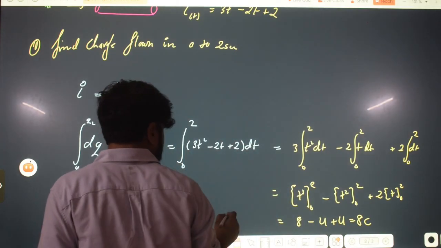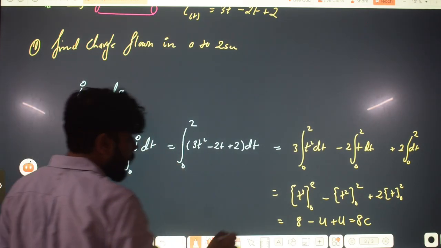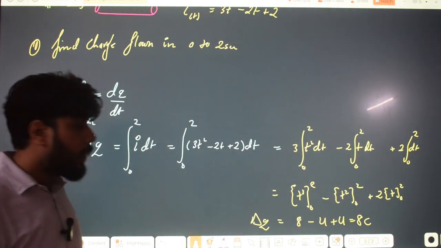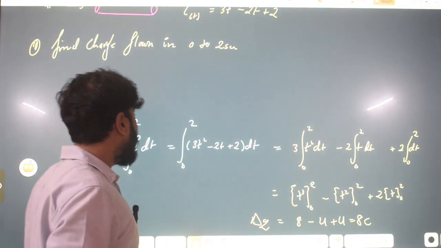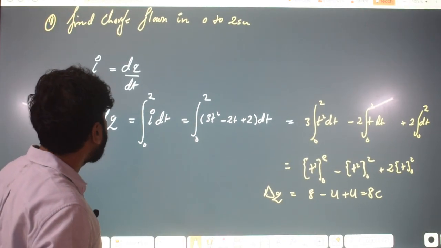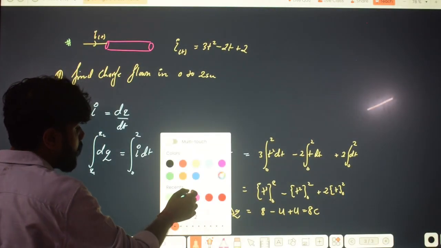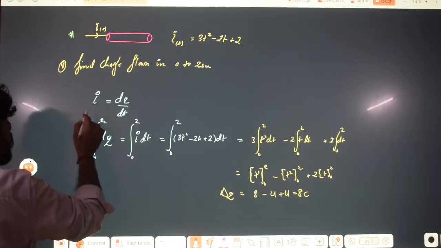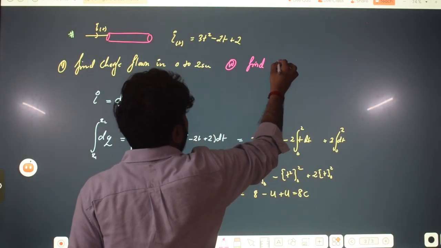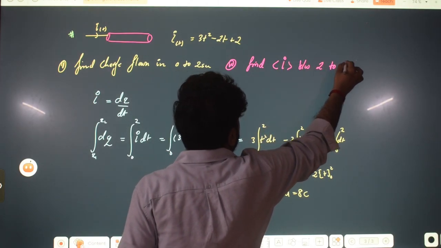So what you got? If you integrate dq, you will get Q, upper limit minus lower limit, you will get delta q, meaning charge flown in 0 to 2 seconds is just 8 coulombs. Got it? So if they have given you the current equation, you can simply integrate to get the value of charge. Okay, imagine that in the same question, the second part asks you to find the average current between 2 to 4 seconds.